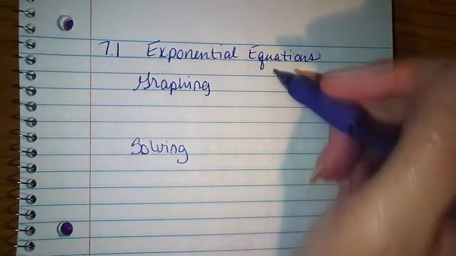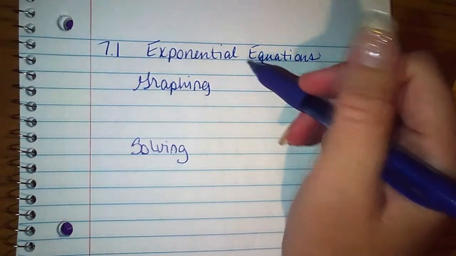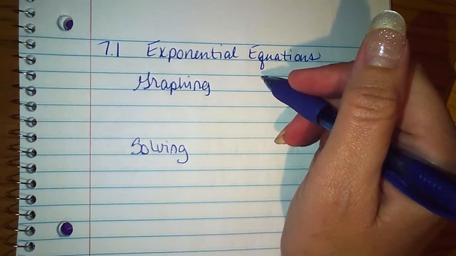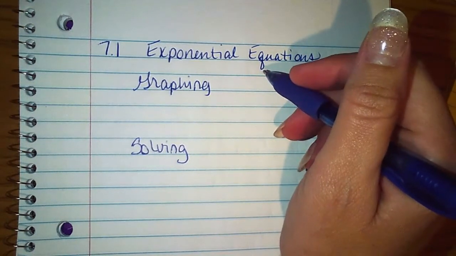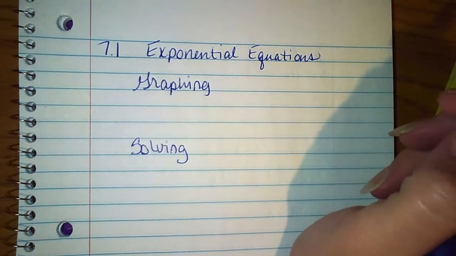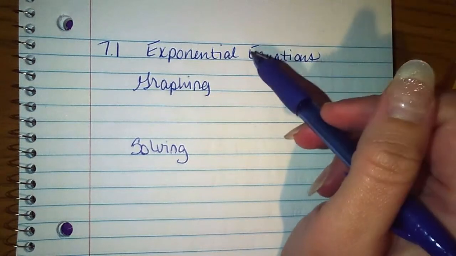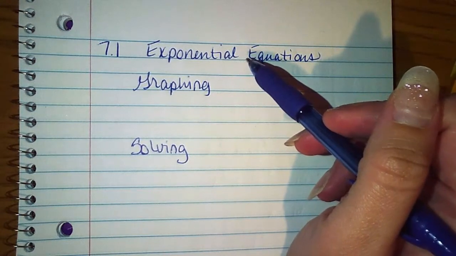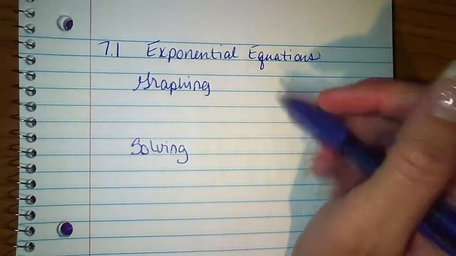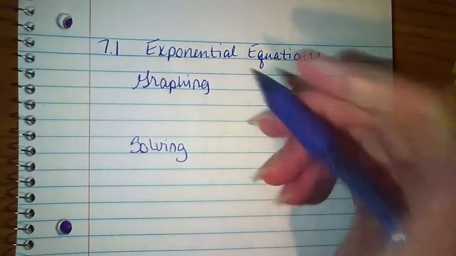All right, so we're going to start with exponential equations. What makes an equation exponential is when you have a variable up in your exponent. And other than factorials, which you're not going to get into, this is the fastest way for numbers to grow or decrease following a pattern. So we're going to look at graphing them, we're going to look at solving them.